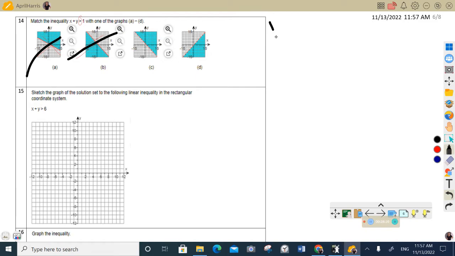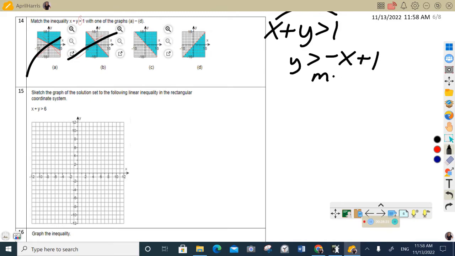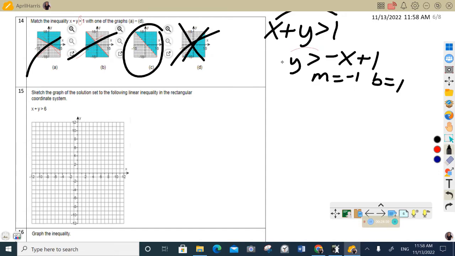If you were to solve this inequality for y and put it in y equals mx plus b form, you would just have to move the x over here. So we're going to get y is greater than negative x plus 1. So our slope is negative 1, and our y-intercept is positive 1. And so if you look at the 2 remaining graphs, C has a negative slope, and D has a positive slope. So we don't want positive, we need a negative slope, so the answer is C. And greater than, y is greater than, so we're shading above, which is correct.